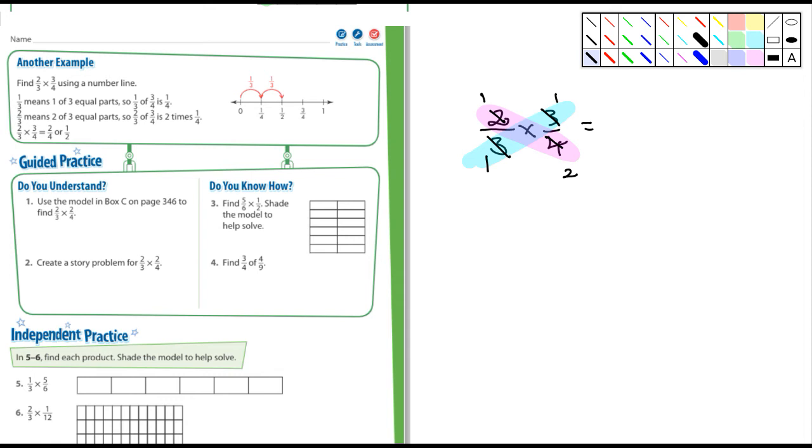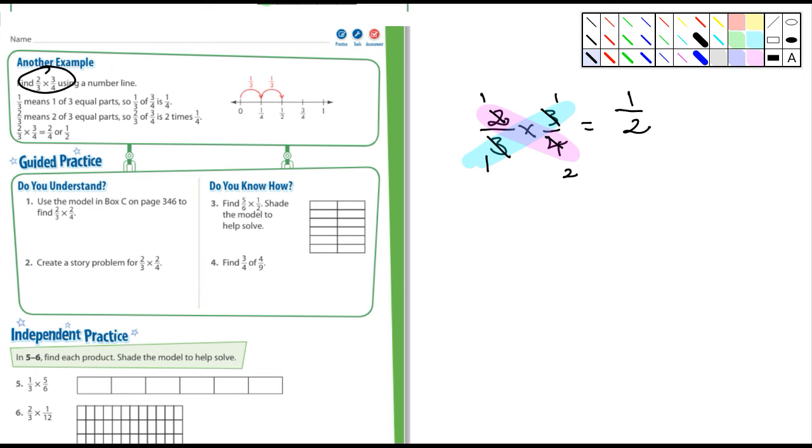All right, what do we get? Did I write this down right? What am I looking at? I'm looking at the other example. Yeah. So 1 times 1 is 1, and 1 times 2 is 2. So it's a half. So 2/3 times 3/4 is 1/2.